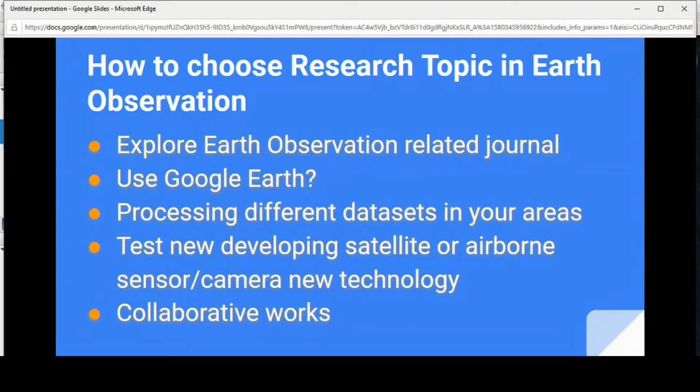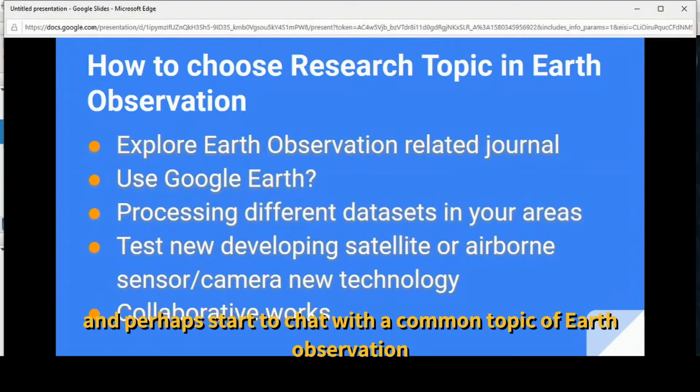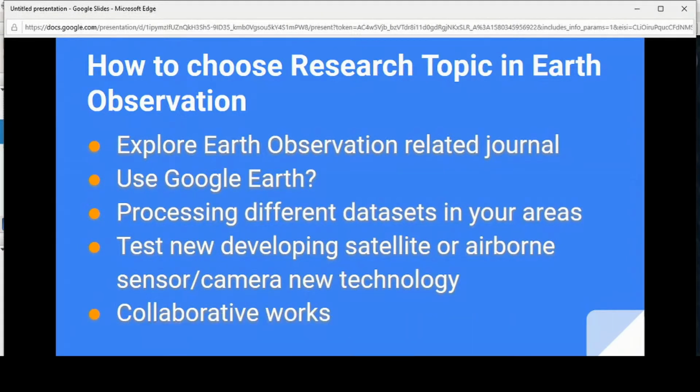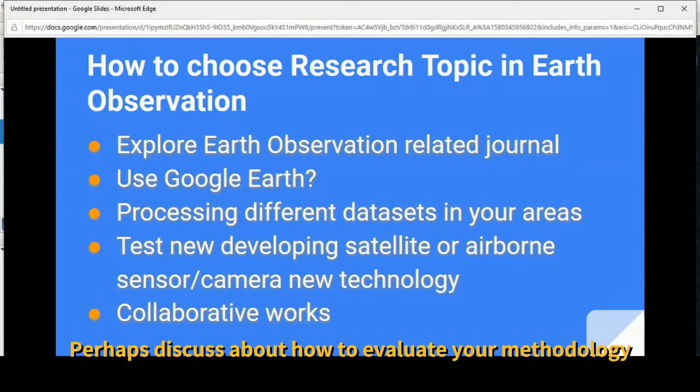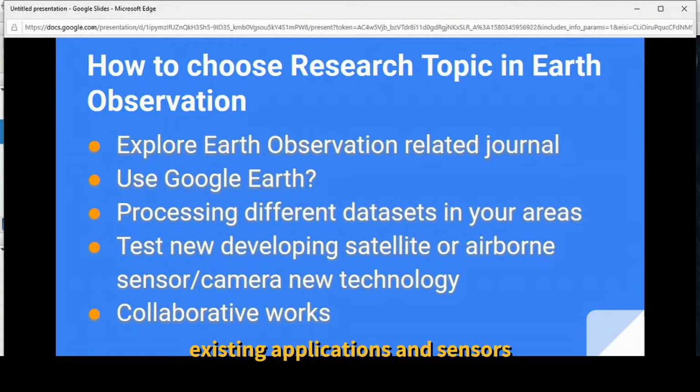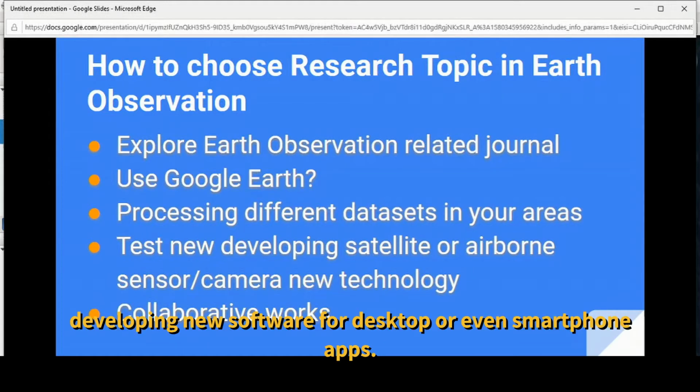Throughout this collaborative work, maybe you start to discuss new hardware development and calibration, validating equipment development compared to existing remote sensing or observation application methodology, or start a new software application development or smartphone app.